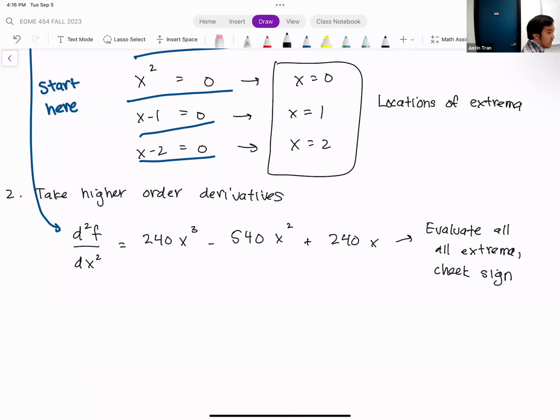All right, now that we have the second order derivative, we can evaluate this at all of the extrema. So x is equal to 0, 1, and 2, because those are the extrema we found in step 1. Then we're going to check the sign to determine whether these are a maximum, a minimum, or a saddle point. Okay. Let's actually start with x equal to 1. That's probably the easiest one to start with.